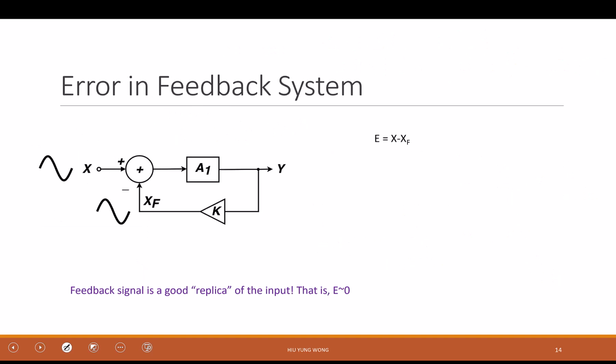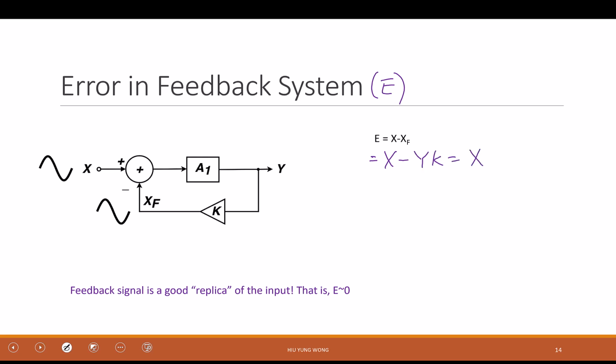So if you have a good feedback system, what will happen to the feedback signal? It will be interesting to see, right, how much I get punished for exceeding the speed limit. It turned out that X and XF trace very closely to each other if you have a good feedback system. Let's take a look. I define something called error, E. E equals X minus XF. What is XF? Well, again, it is equal to Y times K.